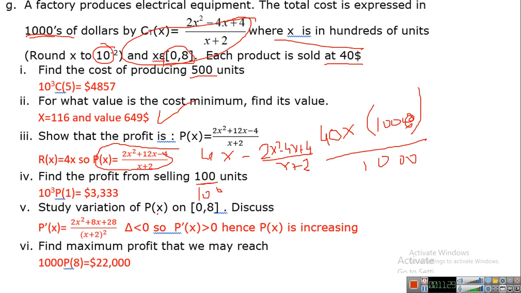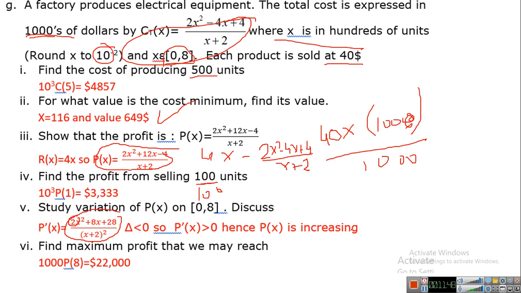Study the variation. Variation means the derivative of the profit, u over v. You can check it by yourself. So now I want to do the variation. You must do delta. You're going to have no roots because delta is negative. When delta is negative, either all is positive or all is negative. So a is positive, so all is positive.